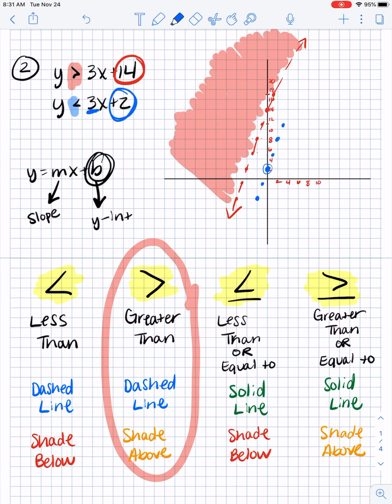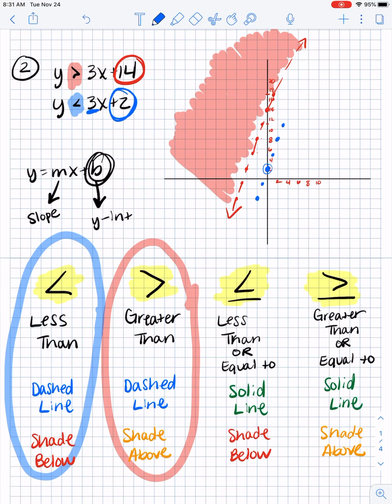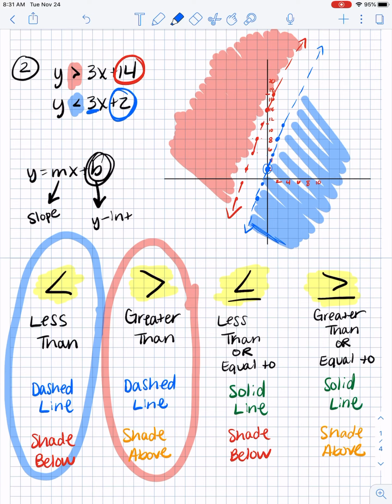Now for this one, I have less than. So if you look over here, less than is this sign. So with less than, sorry, hold on one second. With less than, I'm also going to do a dashed line. So I'm going to connect my dots here. It's going to be a dashed line. And then I'm going to shade below, it says. So think of less than as everything below my line, underneath the line.